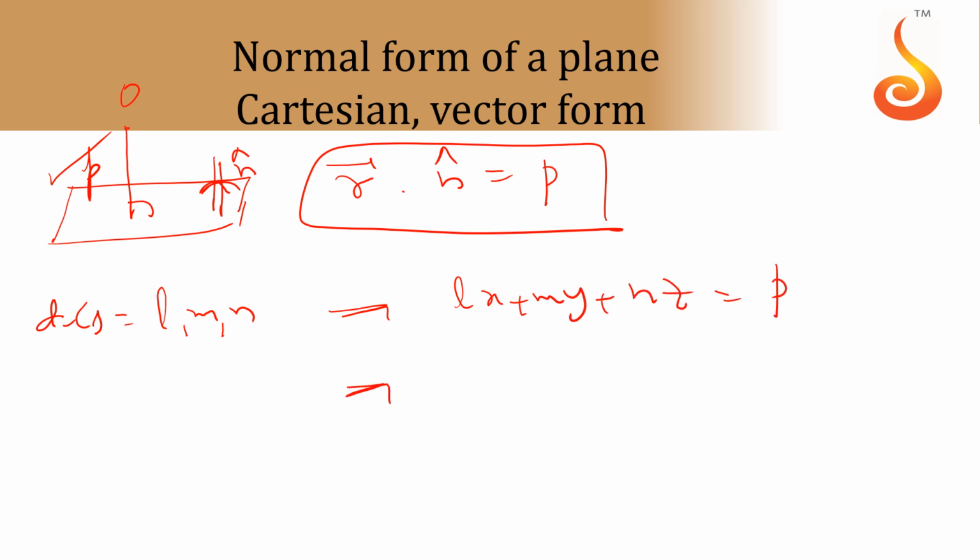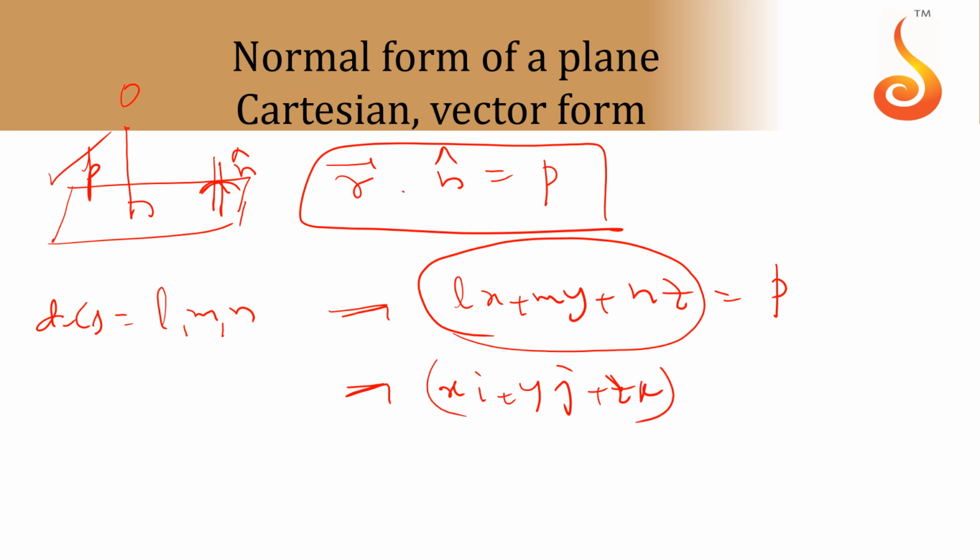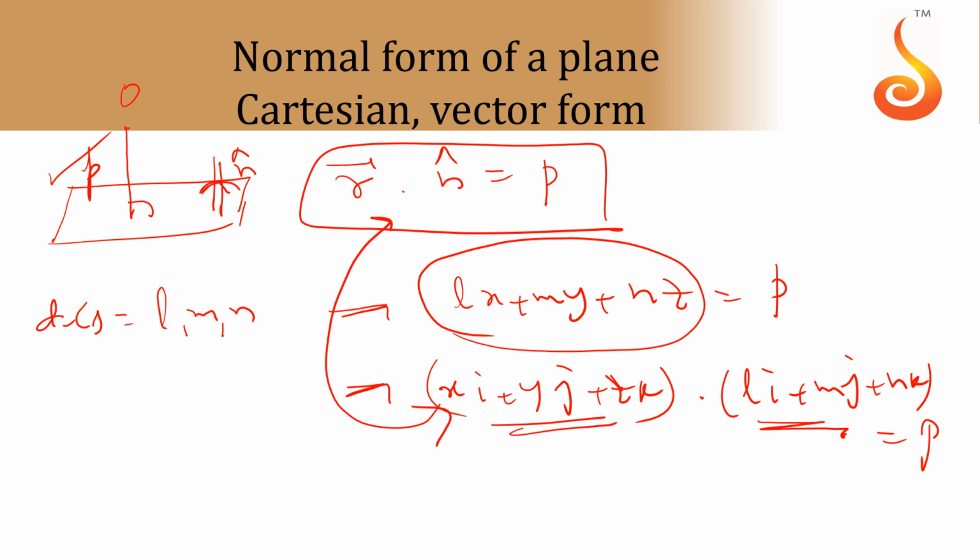If you observe carefully, this LHS is nothing but the dot product of xi plus yj plus zk with li plus mj plus nk, equal to p. So this is r bar, this is n cap. Observe carefully, as I told you, DCs means unit vector, unit vector means DCs. Vectors means DRs, DRs means vectors. If you understand that, this linking is very easy to understand.